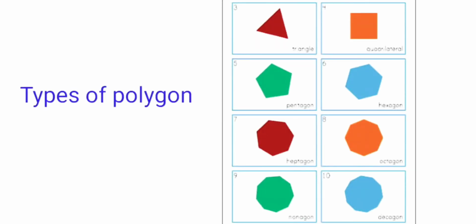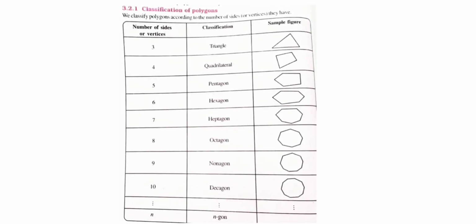Next, types of polygon: triangle, quadrilateral, pentagon, hexagon. Different varieties, different types of polygons are there. Classification of polygon: if the number of sides and vertices is 3, then it is called a triangle. If the number of vertices and sides is 4, then it is called a quadrilateral. If it is 5, then pentagon.